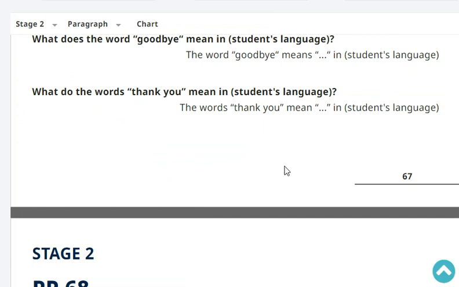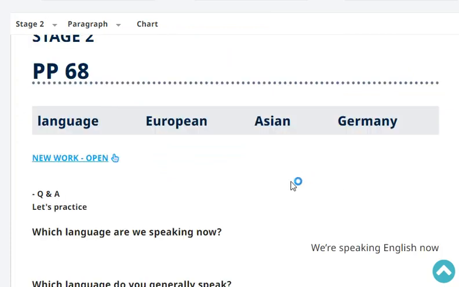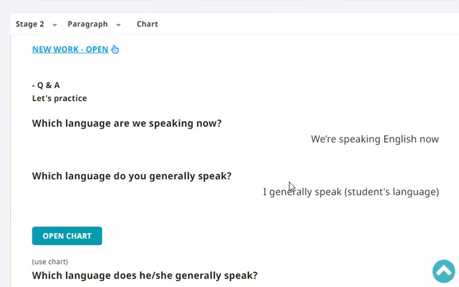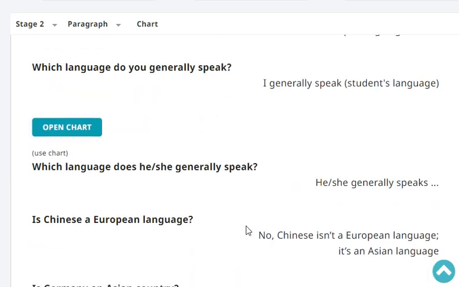Language, European, Asian, Germany. Which language are we speaking now? We are speaking English now. Which language do you generally speak? I generally speak Japanese. Which language does he generally speak?